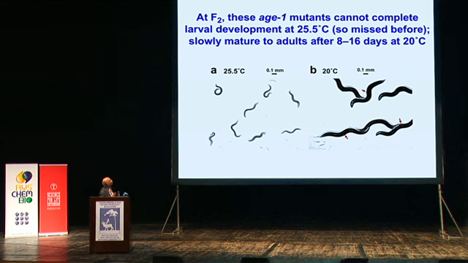So these very long-lived mutants, the 10-fold long-lived age-1 mutants that are deficient in PI3K, can't complete larval development at 25.5 degrees, the high temperature that many labs grow them at. But at a lower temperature, they slowly complete development. It takes them 4 to 6, maybe even 8 times as long to develop as normal worms. But when they do, they're very long-lived. Next.